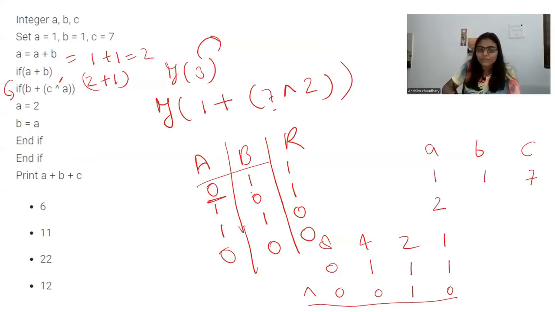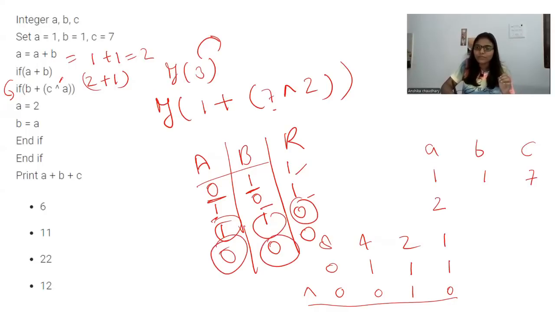If we have both operands different, the answer will be 1, as you can see right here. And if we have the same operand, the answer will be 0. If we have the same, the answer will be 0. The same thing will apply here.